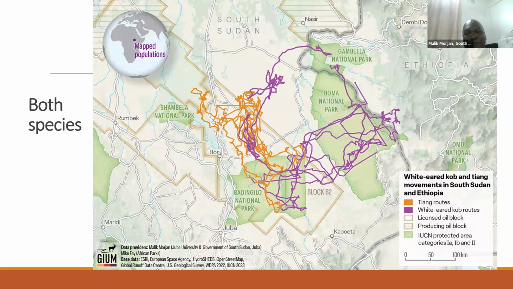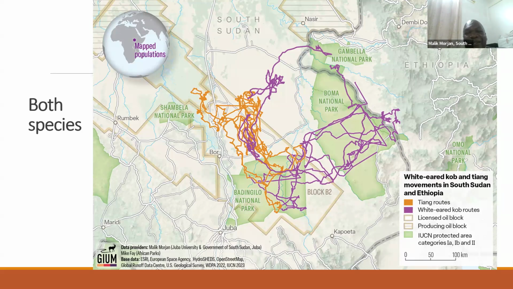Next. So this map shows the two species together. Kob moved to the east, northeast. Tiang moved to the north, and then they congregate here for 5 to 6 months in Badingilo National Park. That's where the breeding takes place. The young will be reared and then they start moving. So any threat to this area threatens the whole migration.